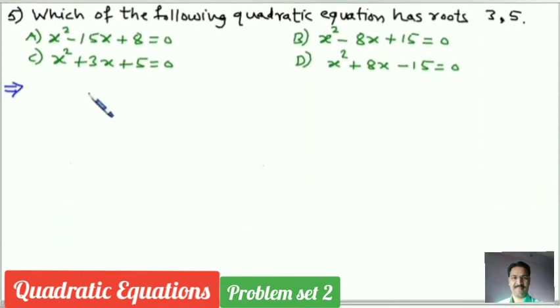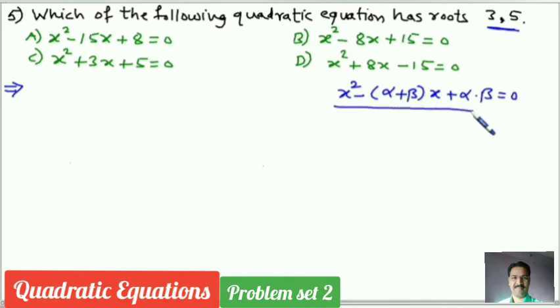In the fifth sum, which of the following quadratic equation has roots 3, 5? Okay, there are 4 quadratic equations given. See, we know this is the standard form. See here, this is x square minus alpha plus beta x plus alpha beta equal to 0. This is the standard form of equation. So from these 3 and 5, we are going to find alpha plus beta. How much? That is 3 plus 5, which is 8.